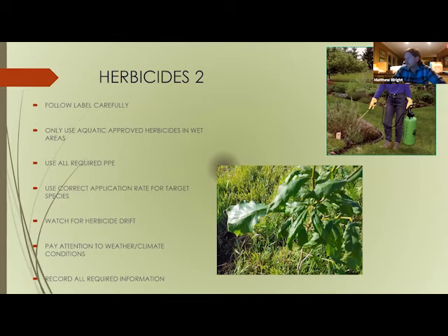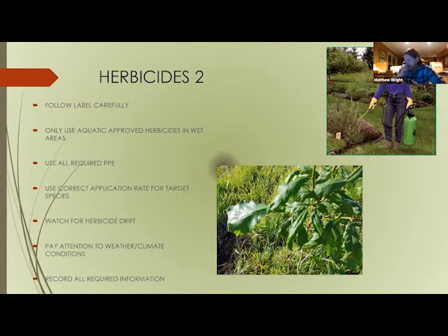If you're on a site that's wet, make sure you're only using aquatic approved herbicides. It's really for streams, ponds, anything close to that, anything that appears to be a wetland, that's kind of regulated. You've got to make sure that you have an aquatic approved herbicide, and also make sure that you don't have to get any kind of permit to spray in a wetland area. Use all the required PPE. It's important. Long sleeves, gloves, boots, safety glasses, that's all the minimum.